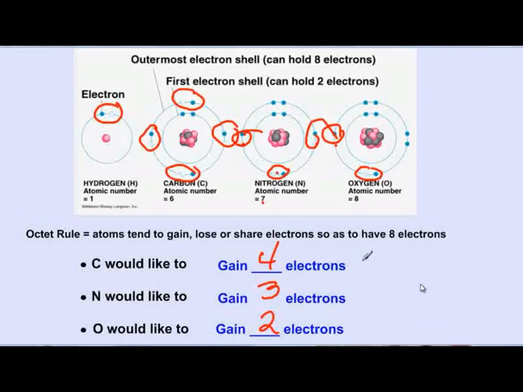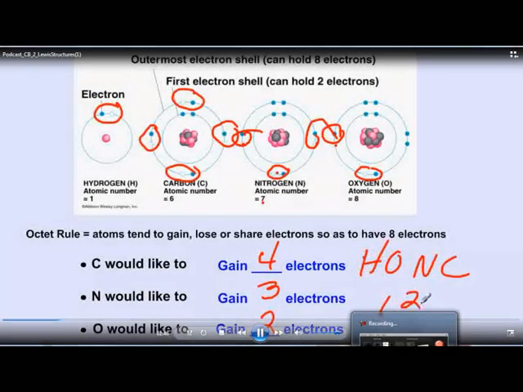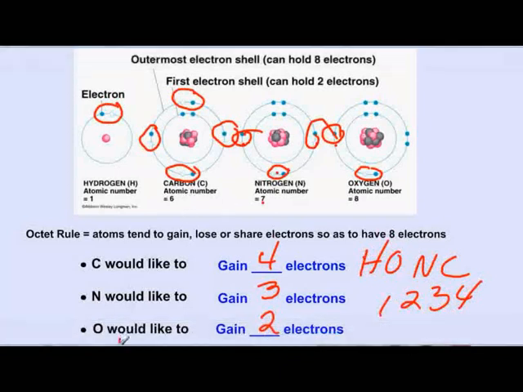And sometimes we call this the HONC, H-O-N-C, 1, 2, 3, 4 rule. So hydrogen down here gains 1.